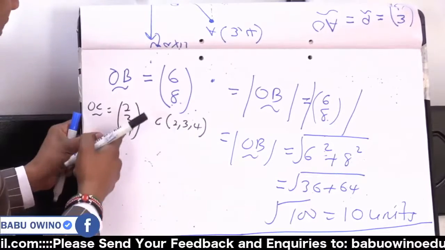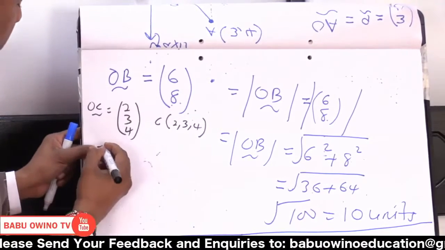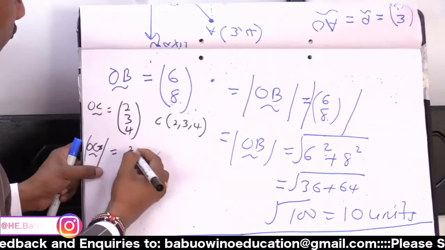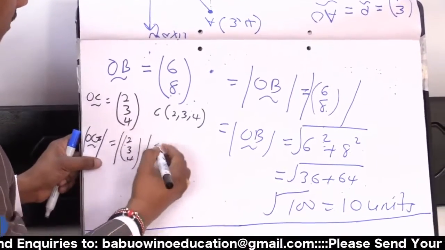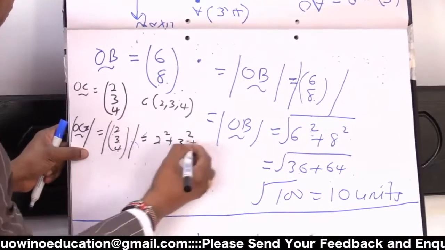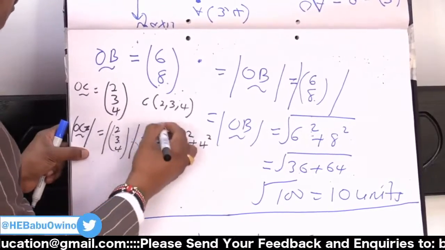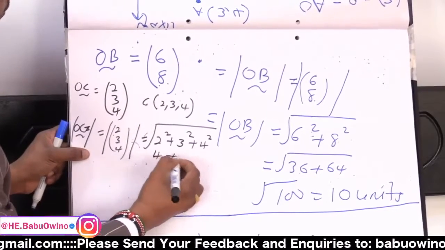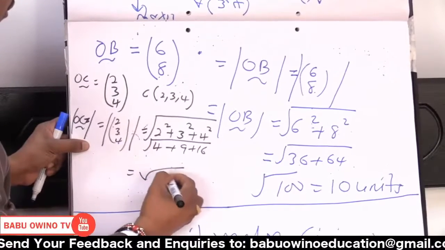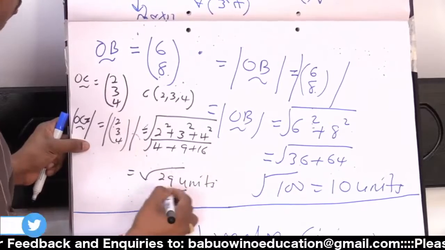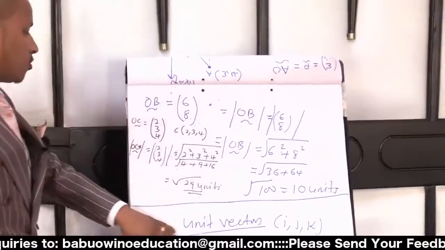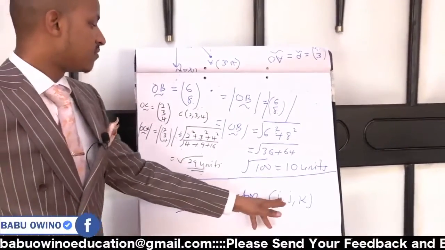So when you are told to find the modulus of this, it's simple, class. We say the modulus of OC equals the modulus of (2, 3, 4). So you simply square 2, plus 3 squared, plus 4 squared, all into the square root. 2 squared is 4, plus 9, plus 16, into the square root. This comes to the square root of 29 units. Make sure you get the square root of 29 from your calculator, which should be 5 point something. So then we come to the unit vectors in the form of i, j, and k.